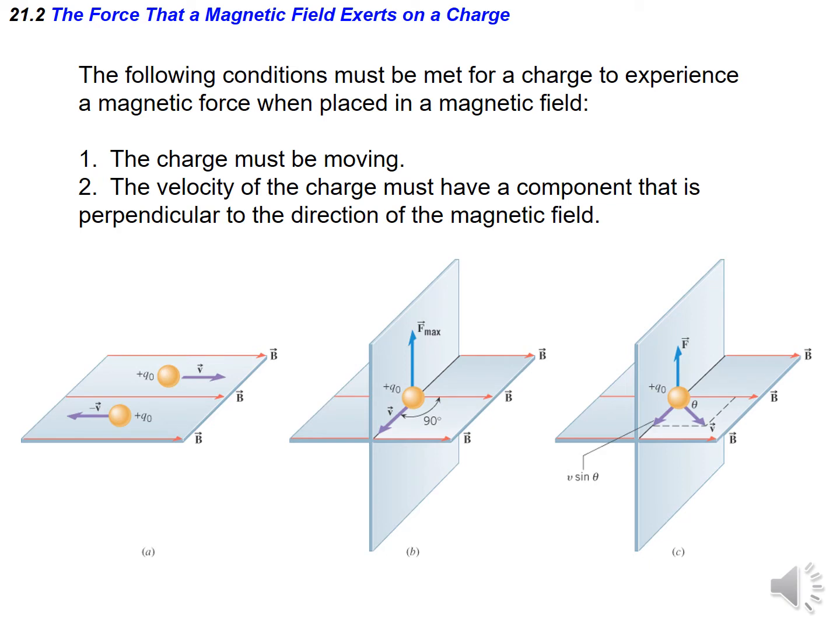The following conditions must be met for a charge to experience a magnetic force when placed in a magnetic field. First, the charge must be moving. Second, the velocity of the charge must have a component that is perpendicular to the direction of the magnetic field.